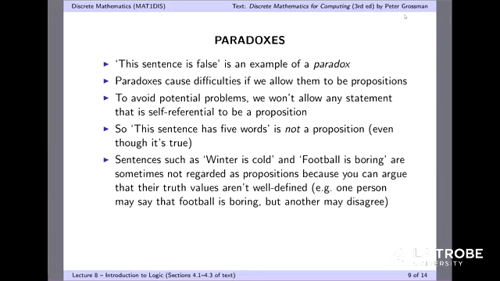Sentences such as winter is cold, football is boring, depend on personal beliefs. Someone might like them, someone might not like them. So we will not regard them as propositions in that sense, because this varies from person to person. We want to look at something which is universal.